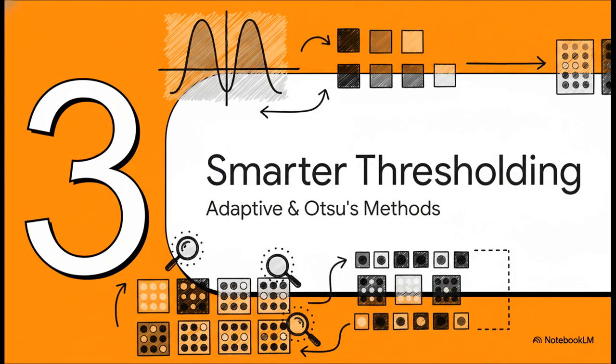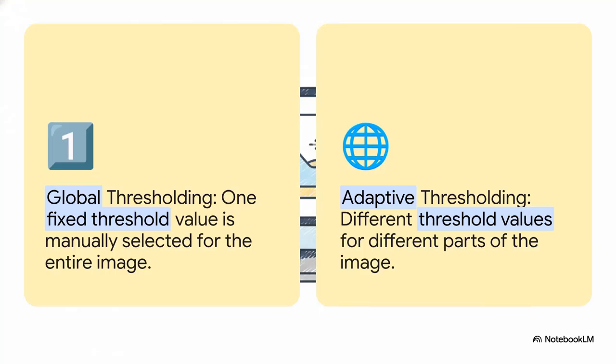So let's look at a couple of the more advanced techniques that can totally solve the problem we just saw. We're talking about adaptive thresholding and a really brilliant approach called Otsu's method. So what's the big difference? It really just comes down to one word: flexibility. A global threshold is rigid. It's one rule for the whole image, period.